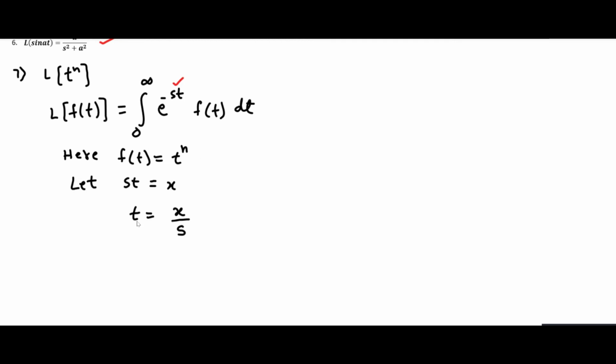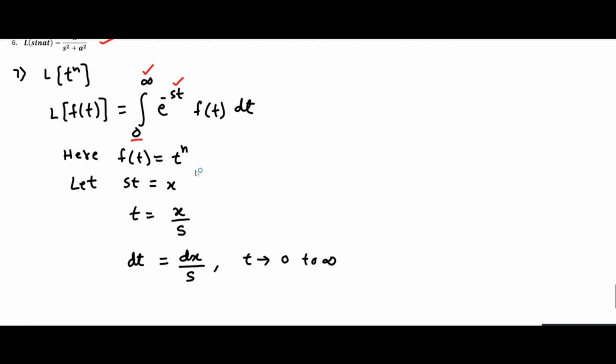I have to replace this back in the given integral, so I have to get the value of dt. Let us differentiate this. The derivative of t is dt, which is equal to dx divided by s, since s is a constant. Also, as the value of t varies from 0 to infinity, those are the limit values over here.